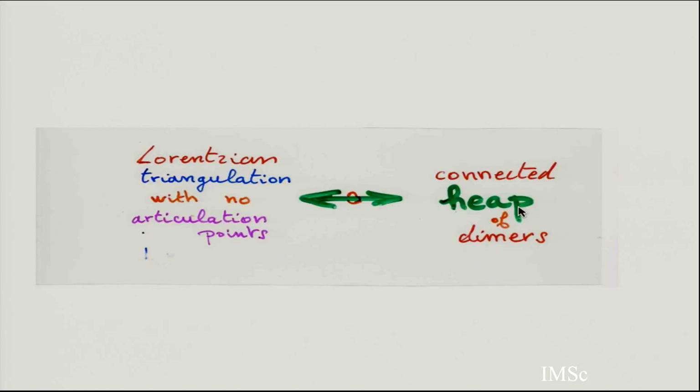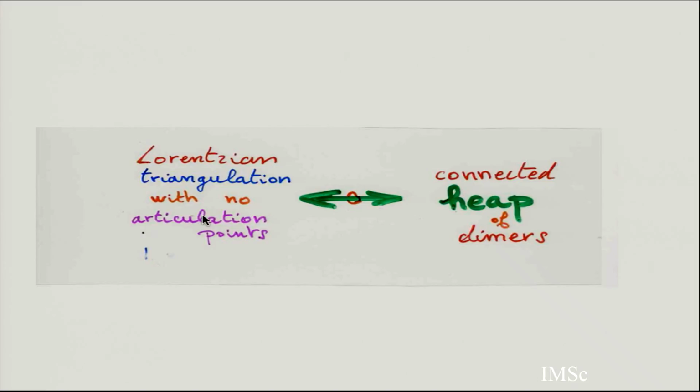So what is a connected heap of diamonds? The general problem of counting Lorentzian triangulations with no border condition is equivalent to counting connected heaps of diamonds. This is much more difficult than the Catalan numbers, because the generating function of such a thing is not algebraic. It is not D-finite. Usually when you go above the D-finite level, it means the problem is not solvable.